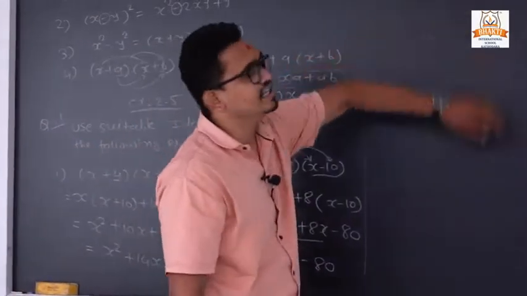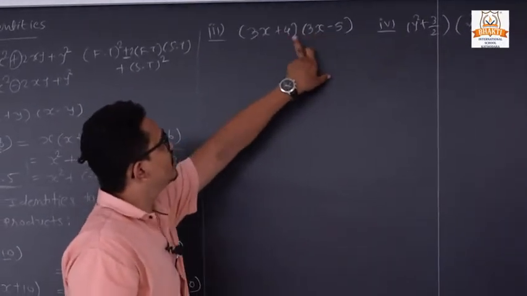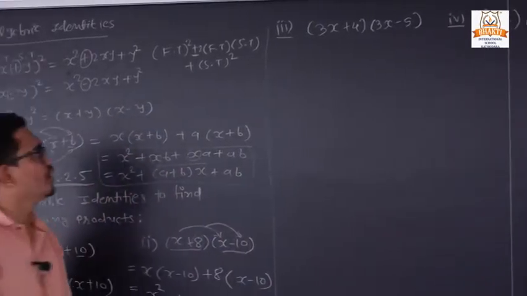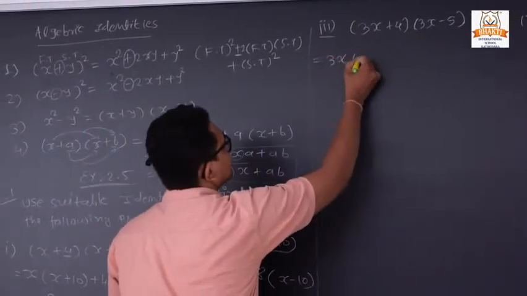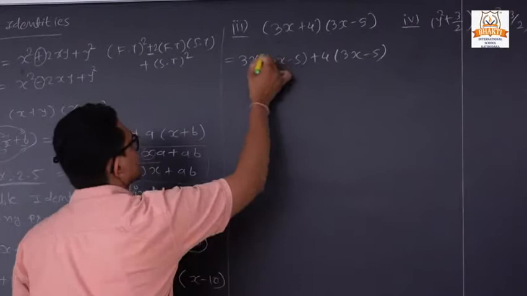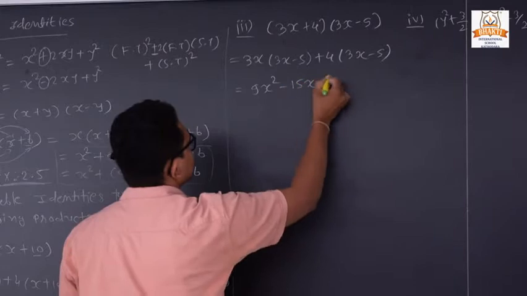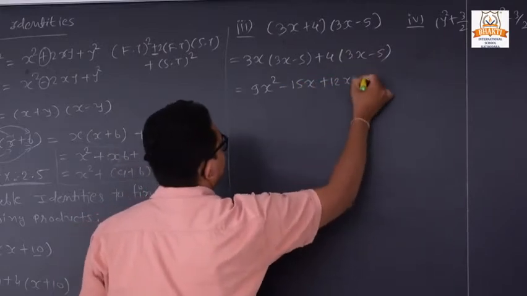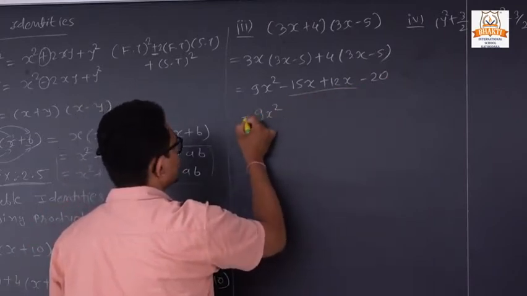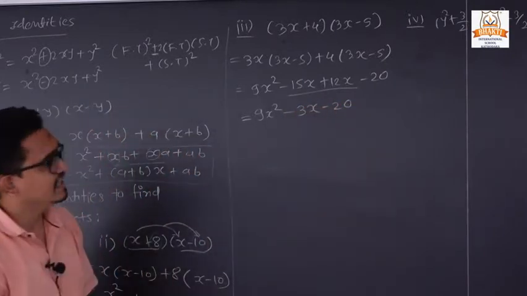Next, question number 3. Once again see that x is similar in both, but the values of a and b have changed. So once again we are applying identity number 4. So we can write (3x minus 5)(3x plus 4). So 3x into 3x is 9x square, 3x into 5 is 15x, 4 threes are 12x, and 5 fours are 20. So these both are once again like terms. So 15 minus 12 will be minus 3x, and then 20.